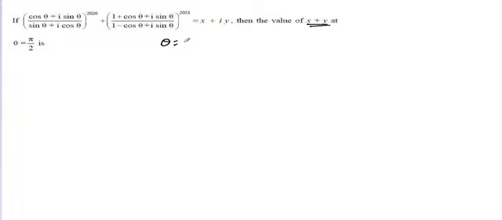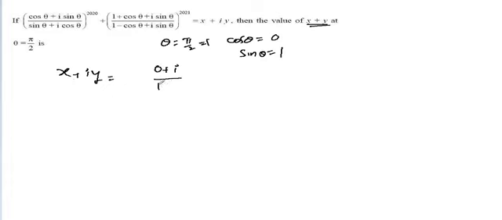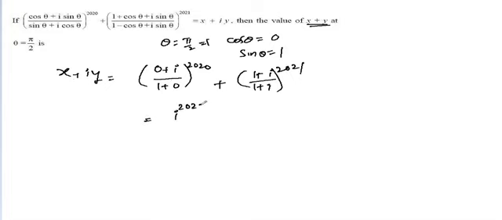At θ equal to π/2, we know that cos θ is cos 90, that is 0, and sin 90, that is sin θ, is 1. Substituting these two values in the given problem, x + iy is equal to ((0 + i)/(1 + 0))^2020 + ((1 + i)/(1 + i))^2021. That is i to the power 2020.